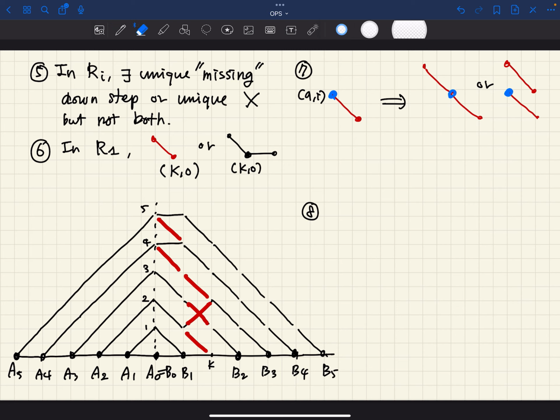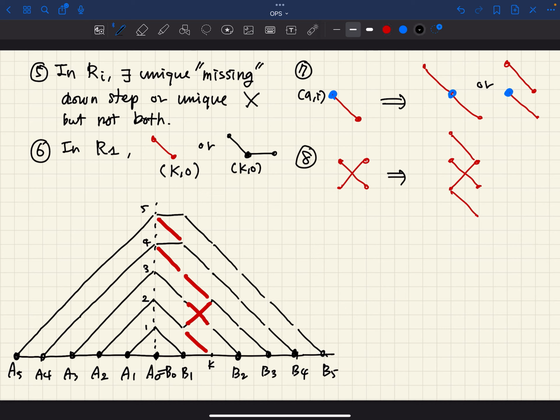This is it. And 8 means that if you have a figure 8 configuration like this, then we have to have this must be missing, this must be missing, both missing, both this and this. And if this is not missing, then what happens?